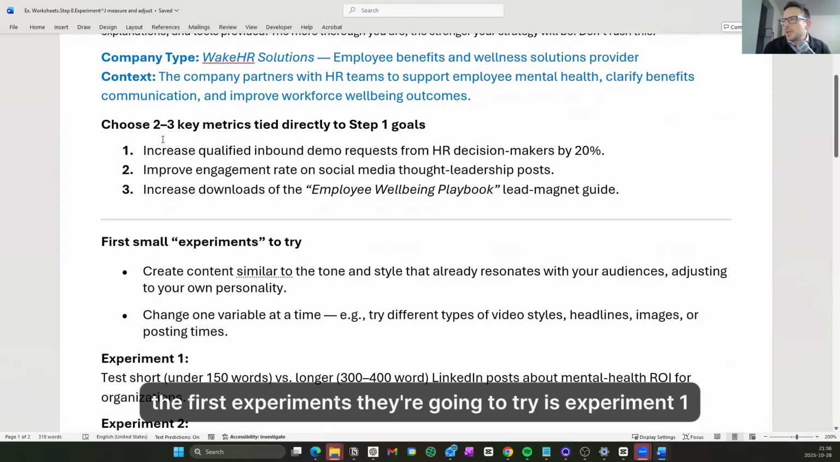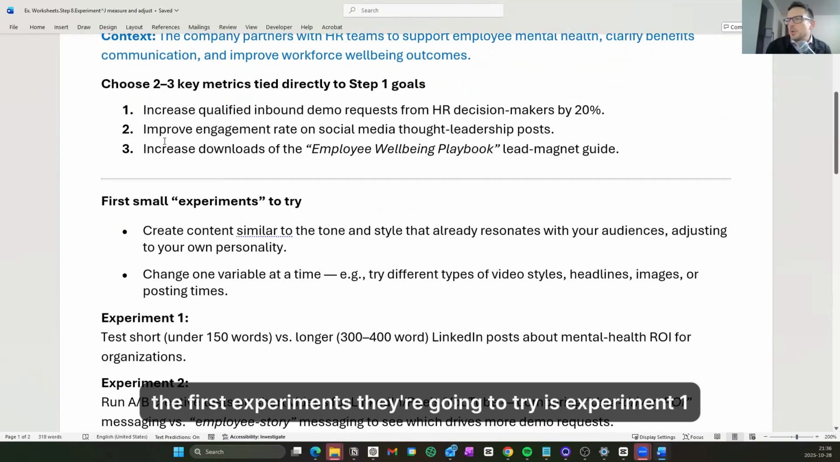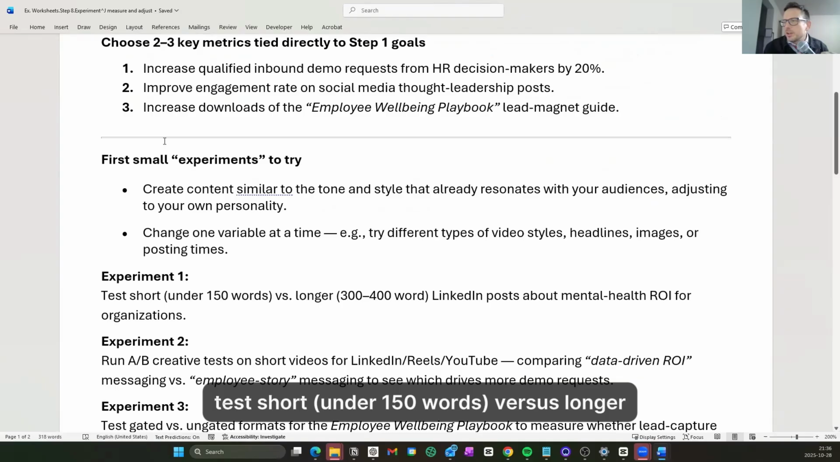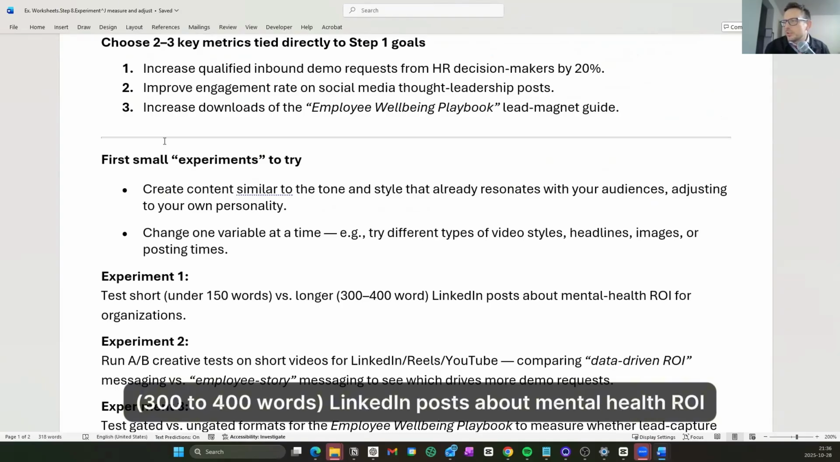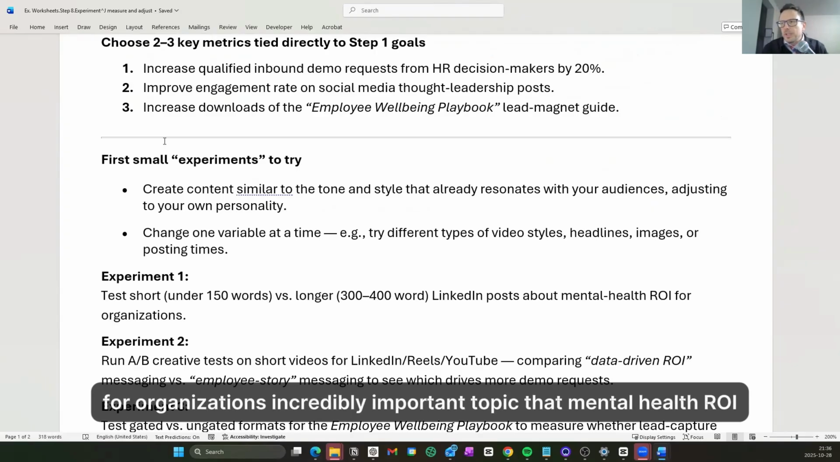The first experiments they're going to try is experiment 1, test short under 150 words versus longer 300 to 400 word LinkedIn post about mental health ROI for organizations. Incredibly important topic, that mental health ROI.